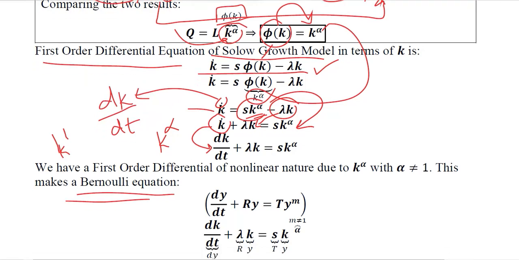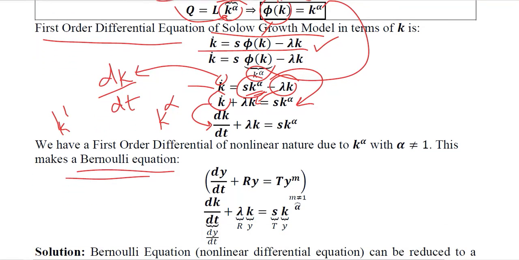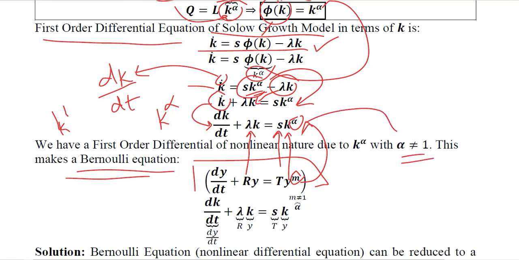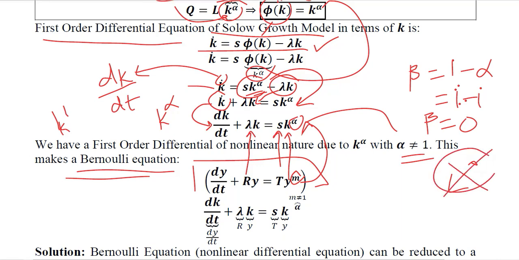Rearranging these, we get this form which is adjacent to Bernoulli's equation, and we can see instead of m we have alpha, instead of y we have k, instead of t we have s, instead of r we have lambda. So alpha is not equal to 1 because if alpha becomes equal to 1, then 1 minus alpha, that is 1 minus 1, will be 0, which means that the power of labor will be 0 and labor will be removed from the equation.